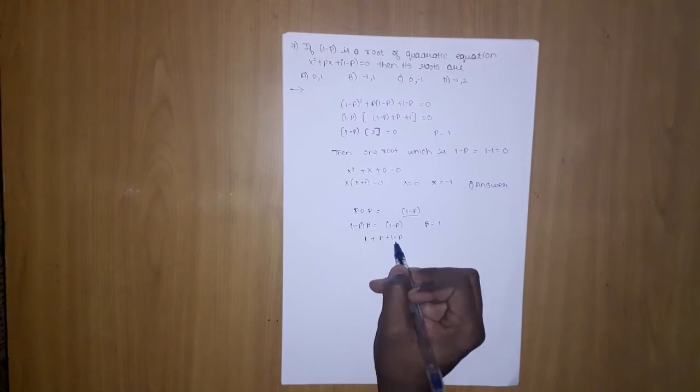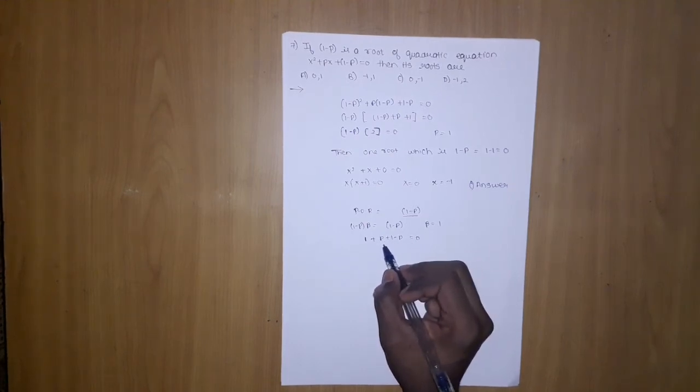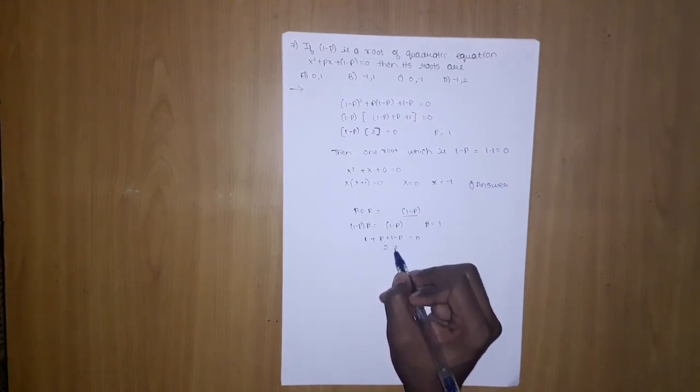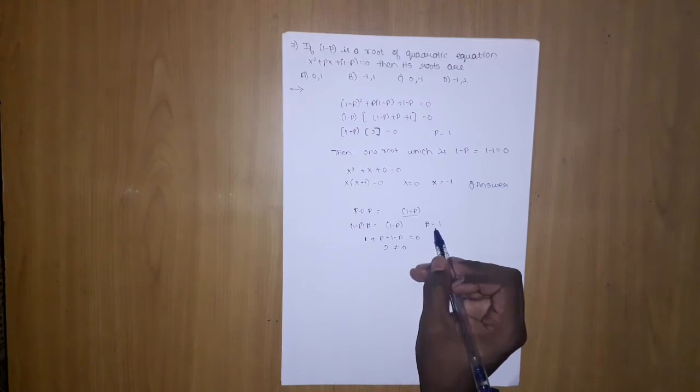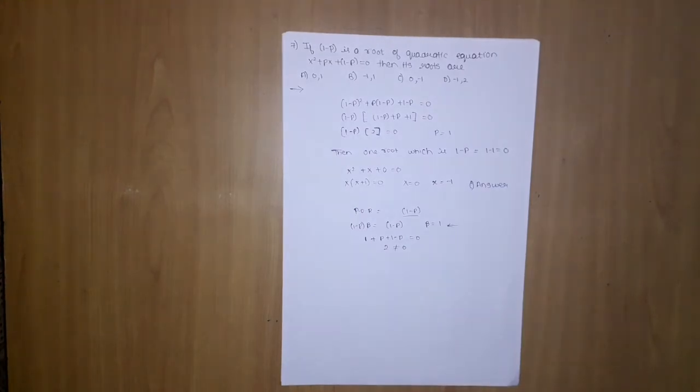plus 1 minus p, then what they will get, just see, 1 minus p, here p squared should not be equal to 0, which indirectly means this process is wrong. You should not go like this. When they give you something as a root, you should just try to put this value. This is the type in which we proceed, instead of doing such stuff.